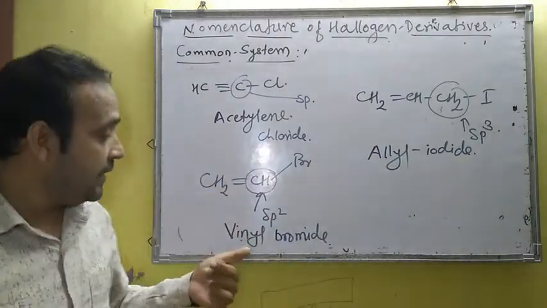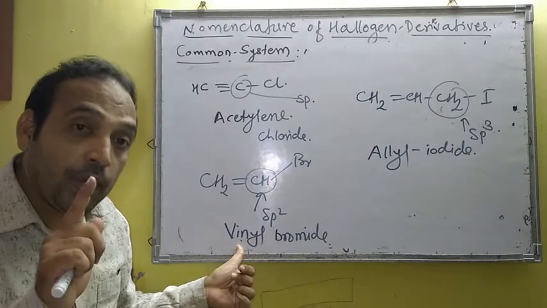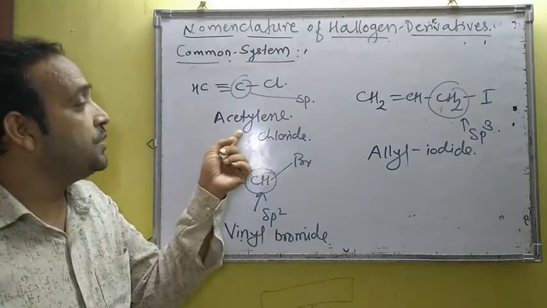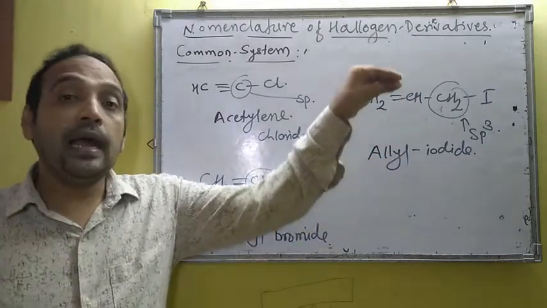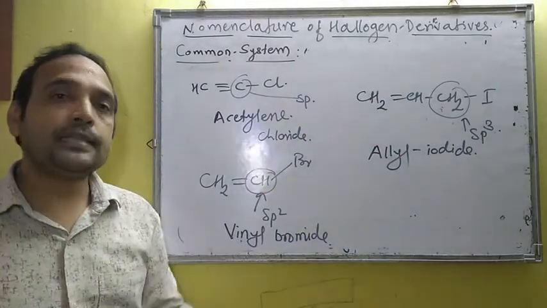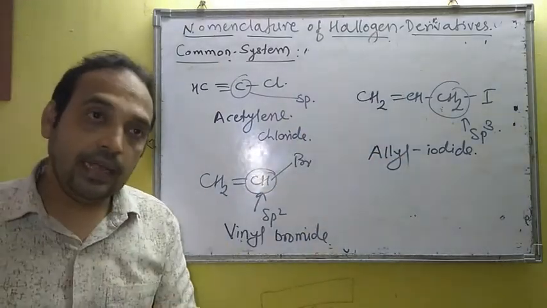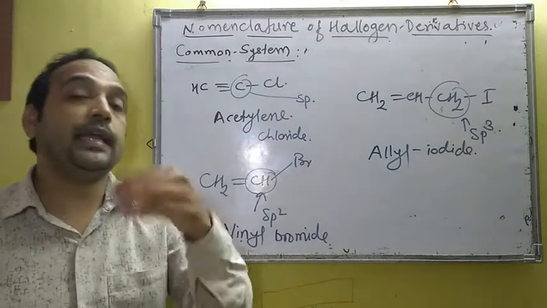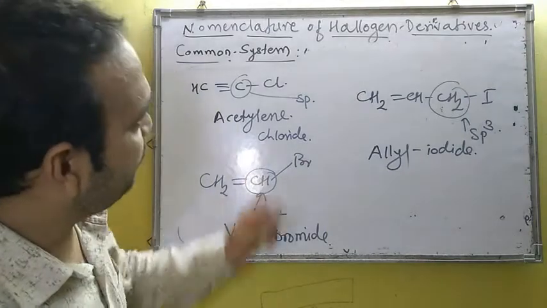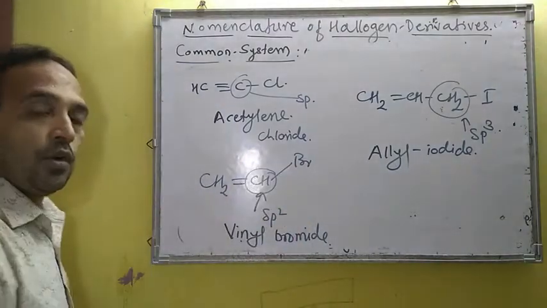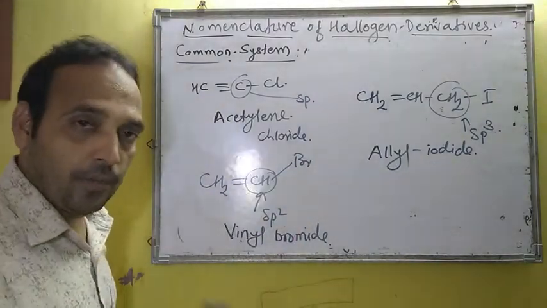Try to remember, this one is your vinyl bromide, this one is your acetylene chloride, this one is your allyl iodide. So all are examples of alkyl halide, haloalkene, and the third one, haloalkyne. Now this is the first pattern of common system nomenclature.